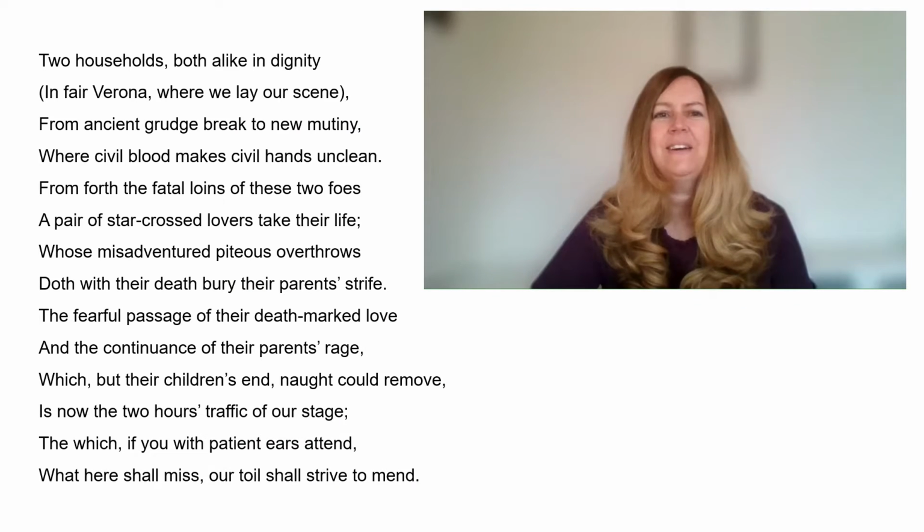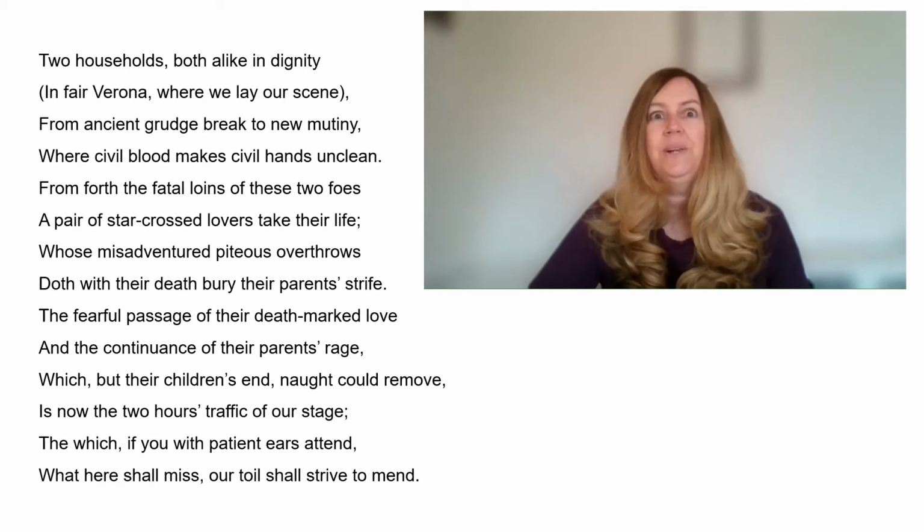First, let's have a look at the form and structure of the prologue. If you count the lines, you will see that there are 14. And as we know that this is written by Shakespeare, 14 lines means in all likelihood this is a sonnet. Let's take a look at the rhyme scheme.